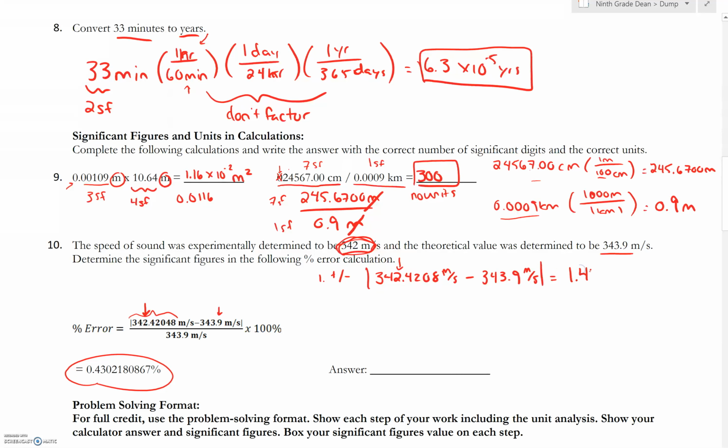1.4795. Okay, now this is where I have to factor in the 2 approaches. Based on the way the problem's worded, the 342.4208 is significant to the 1's place, and the 343.9 is significant to the 10th place. However, I accepted 2 approaches. If you marked it significant to the ones, that was great. I also accepted if you marked it to the 10th place.